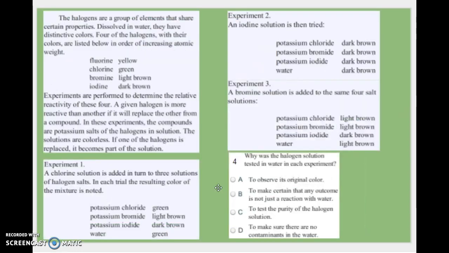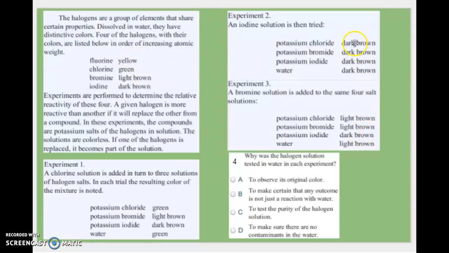Okay, number 4. We've seen it before as well. It's the experiment with the different halogens. They're putting a halogen solution into a salt solution containing the different types of halogen. So in the first one, they put chlorine in potassium chloride, potassium bromide, potassium iodide, and water. The second experiment, they put iodine, and they put it in all four of those. And then they had bromine, and they put it in all four of those. And they get what color the solution turns, right?